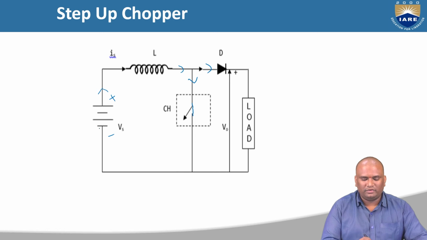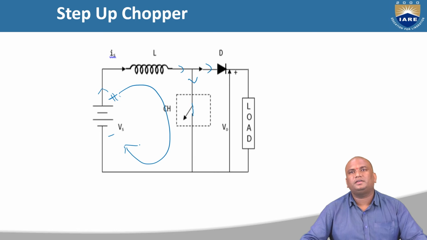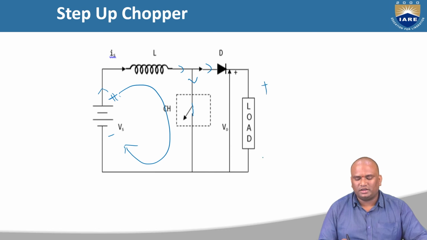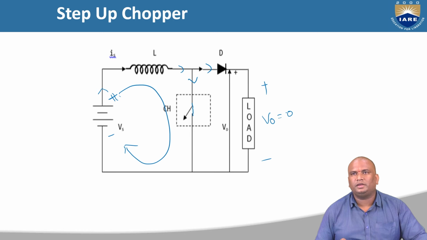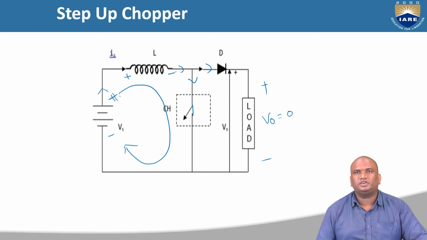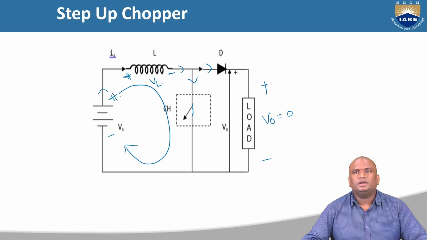So when the chopper is on, the current will be flowing from Vs plus, inductor, chopper, and Vs minus. This is the path where the current is going to flow. So here, once the chopper is on, there is a short circuit across the load. Here the output voltage is 0. And the inductor is charging in this particular direction, with the first terminal as positive and the second terminal as negative. This is the inductor voltage. When the chopper is on, the inductor is charging and the output voltage is 0.